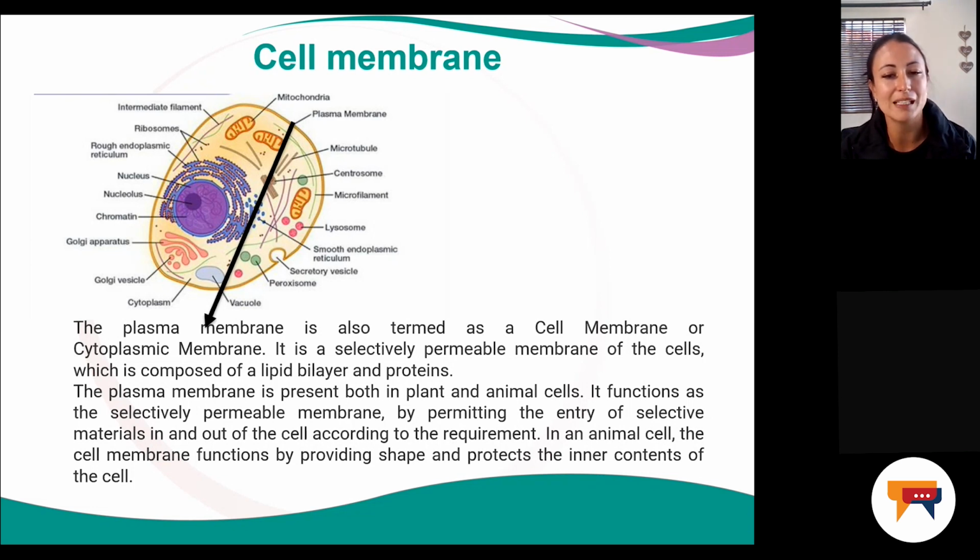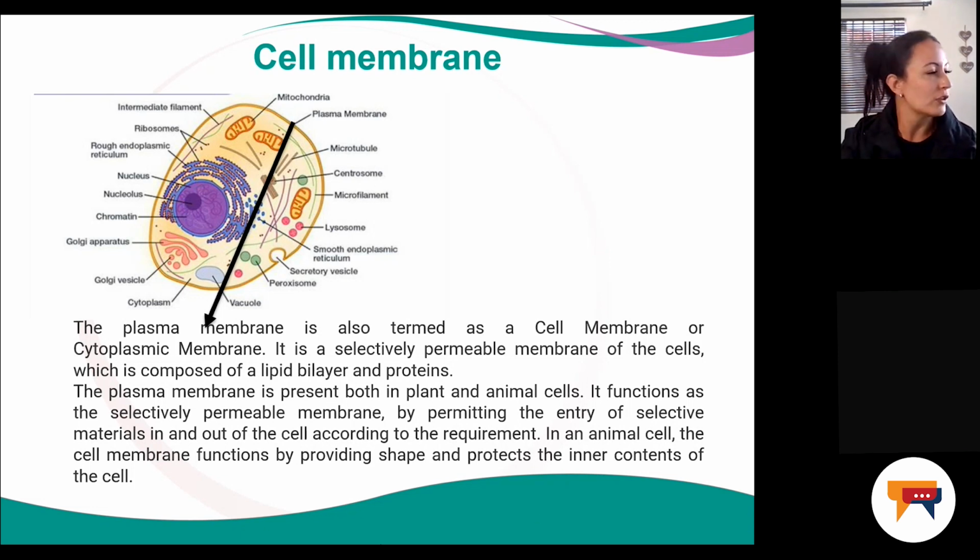The plasma membrane is present both in plant and animal cells, and it functions as the selectively permeable membrane by permitting the entry of selective materials in and out of the cell according to the requirement. In an animal cell, the cell membrane functions by providing shape and protecting the inner contents of the cell. In an animal cell, there's no cell wall, so the cell membrane is the outermost layer. It needs to protect the cell and give it a bit of shape.